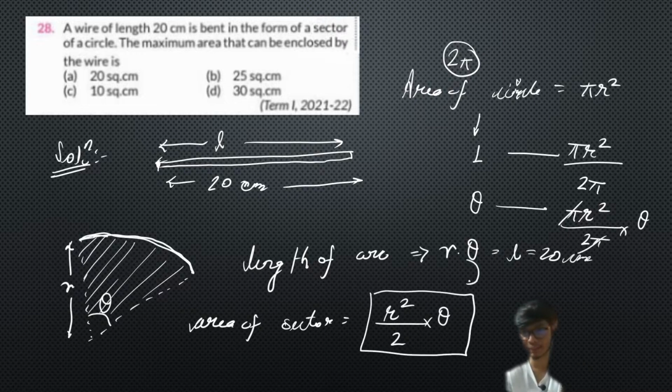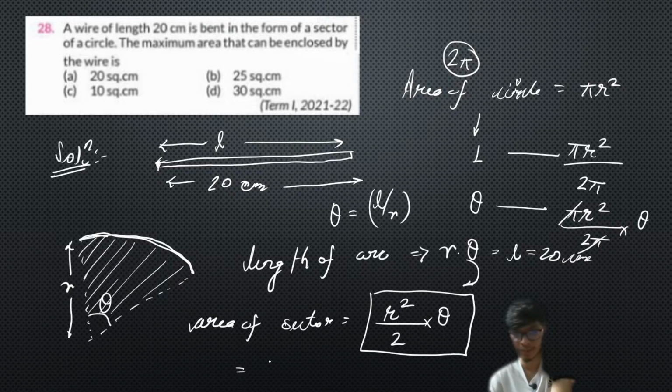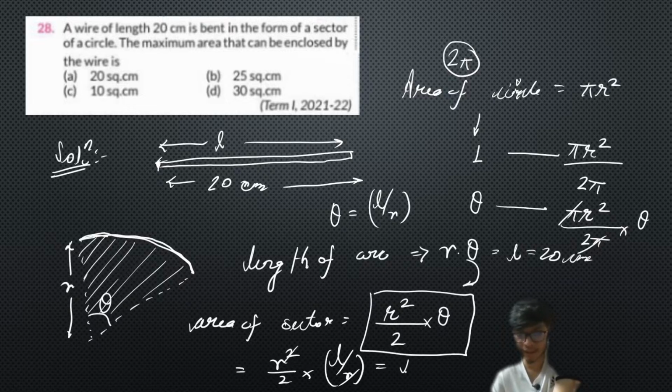Now from here I can replace theta as L upon r. L is constant, which is mentioned. So the area of a sector is r square by 2 into theta, and theta is given as L by r. So with this I will get L r upon 2. That is going to be my area.